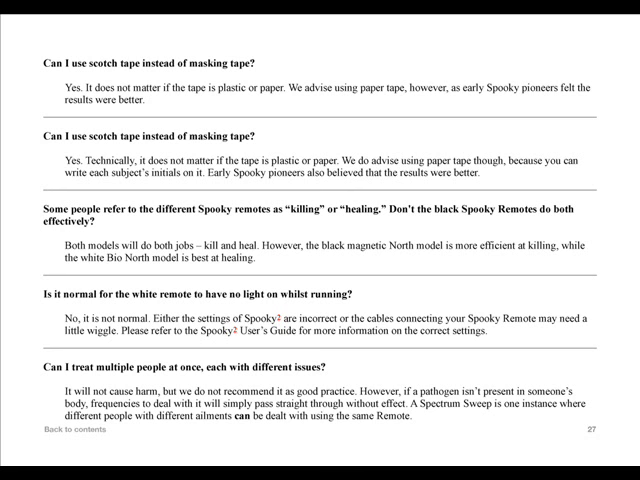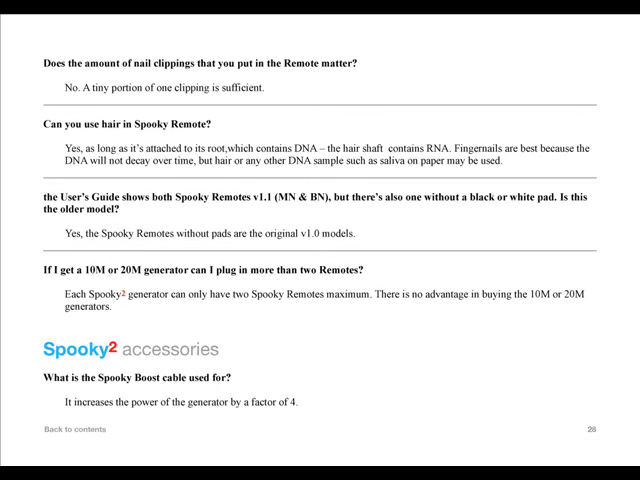Can I treat multiple people at once, each with different issues? It will not cause harm, but we do not recommend it as good practice. However, if a pathogen isn't present in someone's body, frequencies to deal with it will simply pass straight through without effect. A spectrum sweep is one instance where different people with different ailments can be dealt with using the same remote. Back to contents 27. Does the amount of nail clippings that you put in the remote matter?